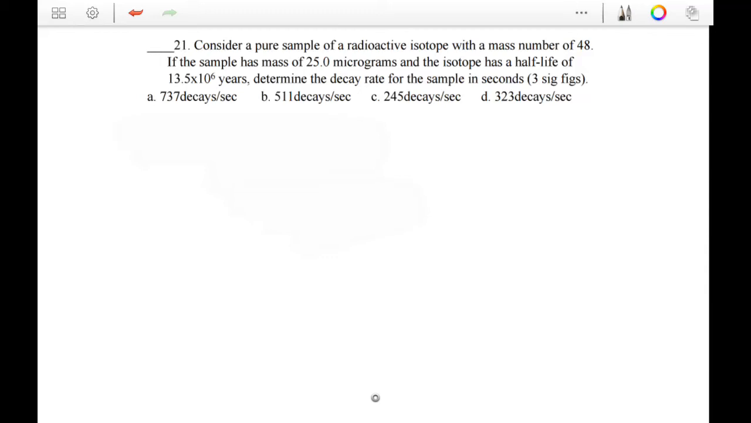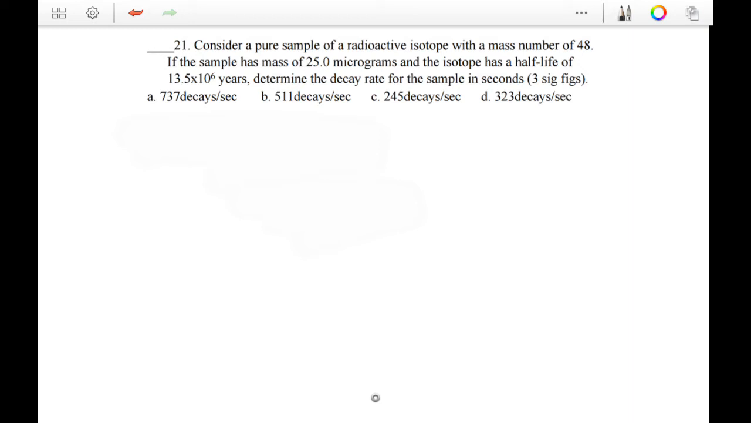Question 21 reads, consider a pure sample of radioactive isotope with a mass number of 48. If the sample has a mass of 25 micrograms and the isotope has a half-life of 13.5 times 10 to the 6 years, determine the decay rate for the sample in seconds, up to 3 significant figures.